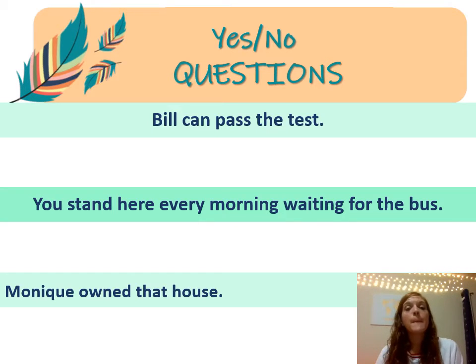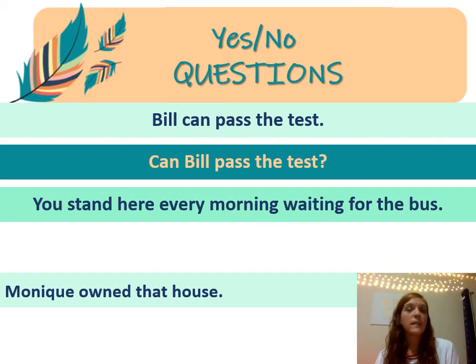So look at the first one. Bill can pass the test. Now this is easy. It has a helping verb. What is it? Can. Okay, so look, this one's easy. Bill can pass the test. Bill can pass the test? No. How are you going to say that? Tell me. I can't hear you. Just kidding. Okay, let's see what it is. Can Bill pass the test? Boom, done.